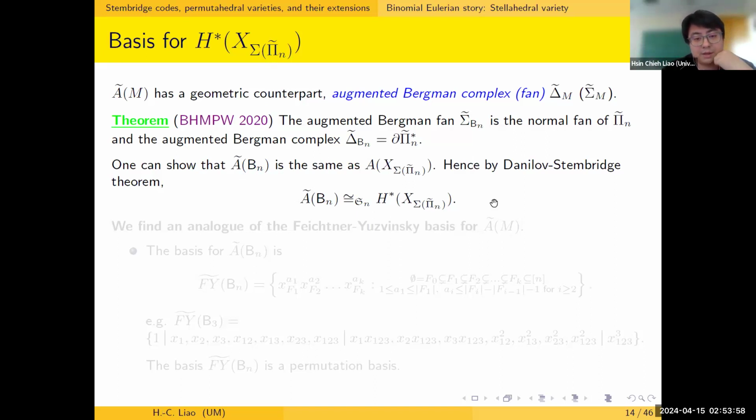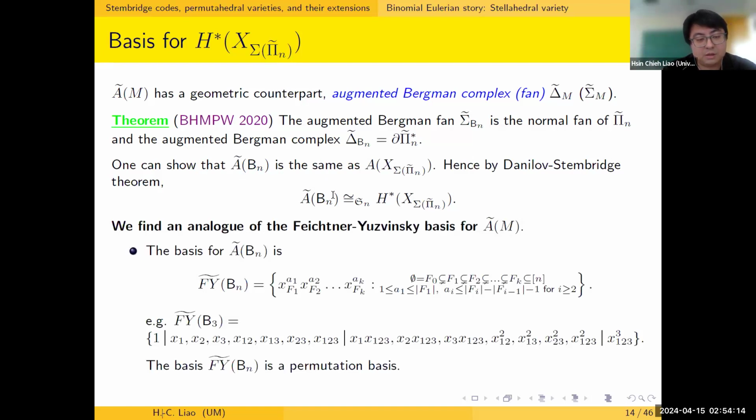But the difficulty is that when we were doing this project, not many things were known about this augmented Chow ring. Also, there was no known basis. So we needed to find a basis, and it turns out that we finally found a basis which is analogous to the Feichtner-Yuzvinsky basis for the Chow ring. When M is the Boolean matroid, this basis has an expression like this. It's very similar to the Chow ring basis, except the exponent of the first set is a little bit different. And when n equals 3, these are the basis elements. You can see you have 1, 6, 6, 1. And these bases turn out to also form a permutation basis. You can see they are invariant under the S_n action.